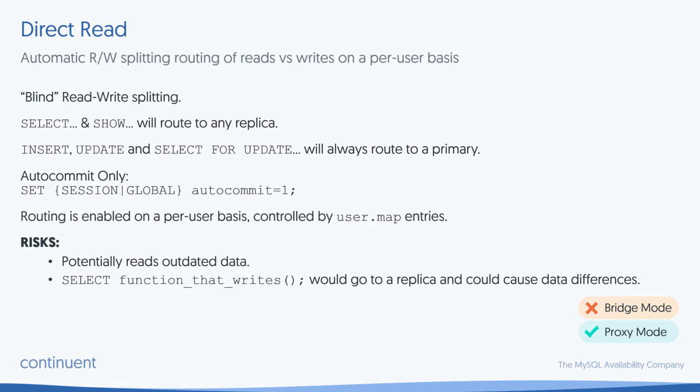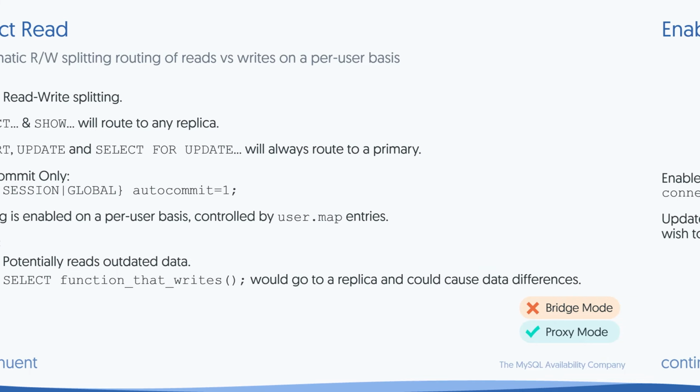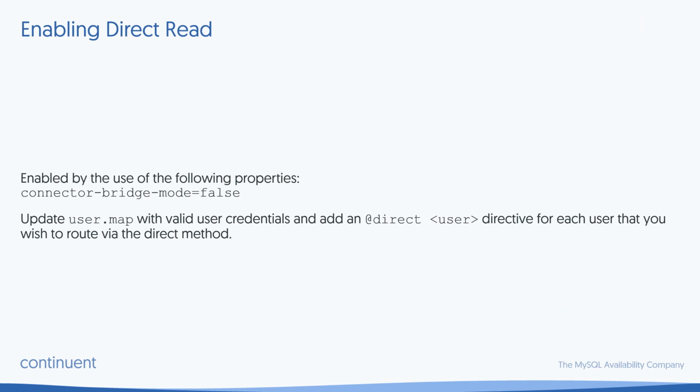And to summarize the risks, you could read outdated data. Additionally, a select call to a function that actually writes data would be routed to a replica, and that could obviously cause data drift. So to enable this, simply disable bridge mode, and then you use the @direct directive within the user map. So for example, I spoke previously about how you could have two different users doing different things. You could have @direct user A, so user A would use the @direct directive, and then any user that doesn't have that @direct will then use whatever other configuration you have within the connector.